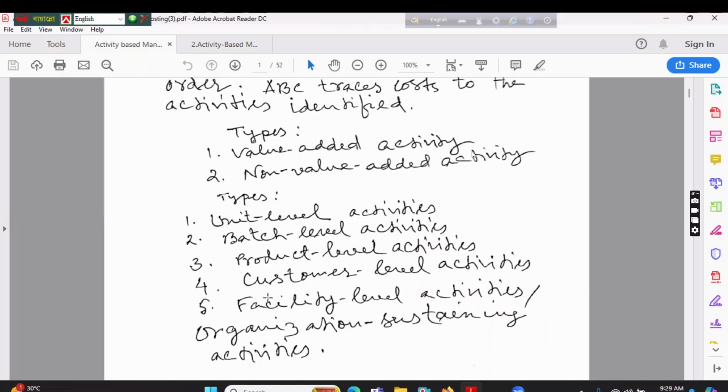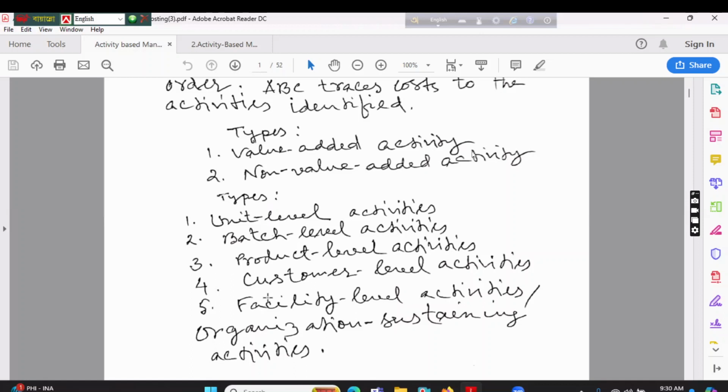Unit level activities relate to the number of units produced. Related expenses include direct labor, direct materials, and energy cost. Batch level activities include setting up a machine or processing a purchase order, production scheduling, materials handling, movement and inspection.